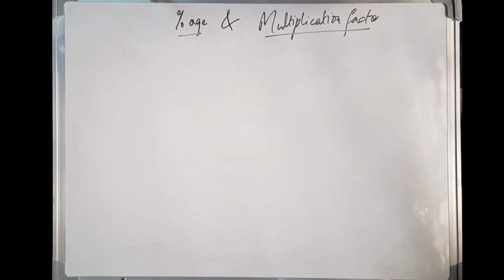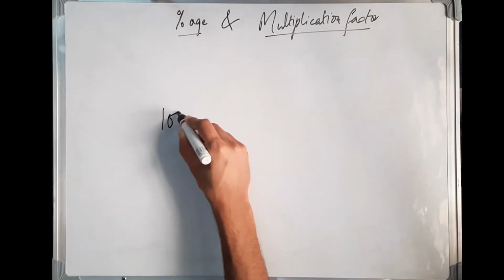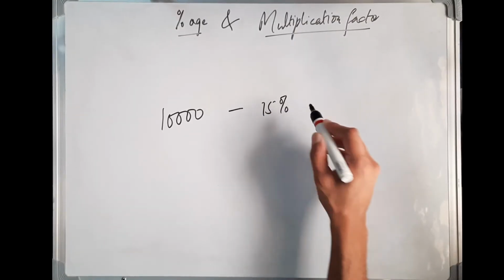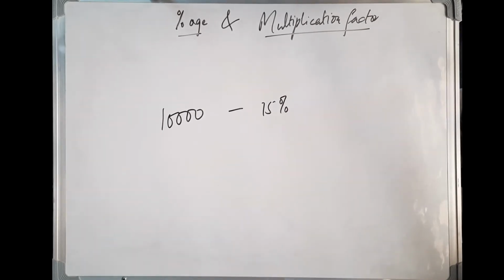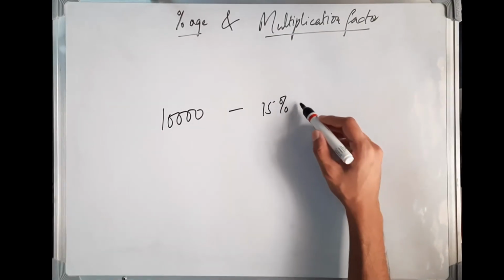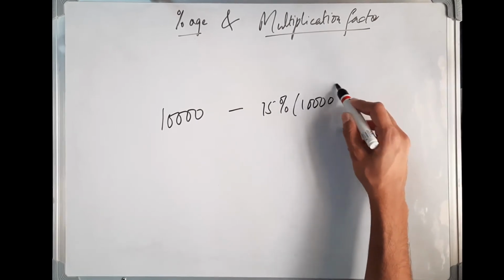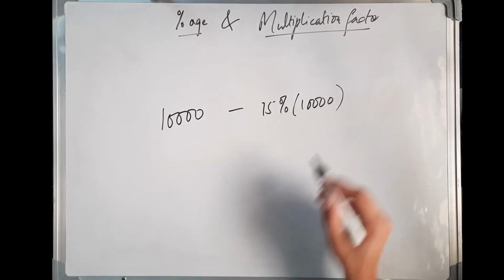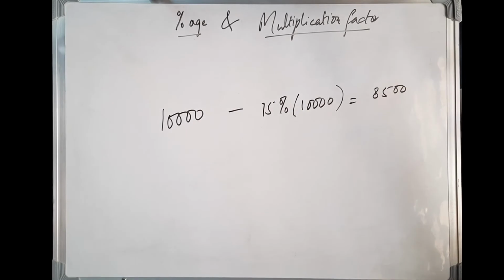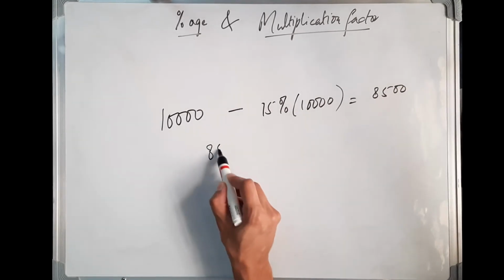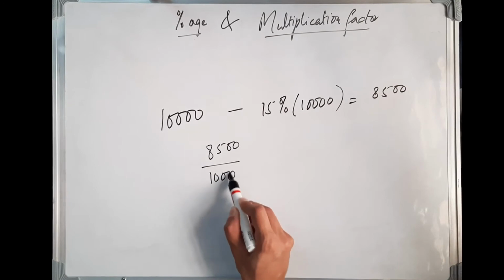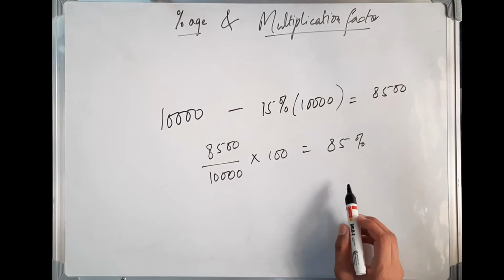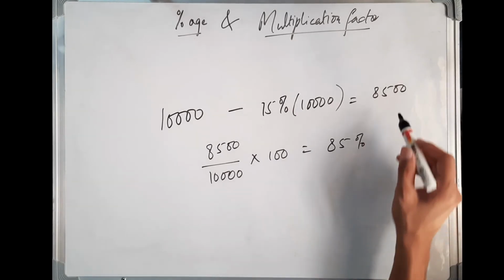Now I'll take the examples of decreasing something. So if a man has a salary of 10,000 rupees and it gets reduced by 15% due to some losses in his company, I'll have to find out 15% of 10,000 first and then subtract it from 10,000 itself. So I'll get 8500. So I'll take this 8500 and divide it by 10,000 and multiply it by 100. I get 85%. So this new salary is 85% of the previous salary.